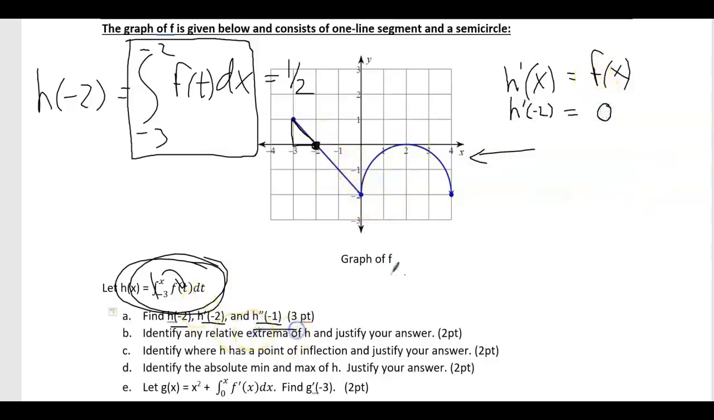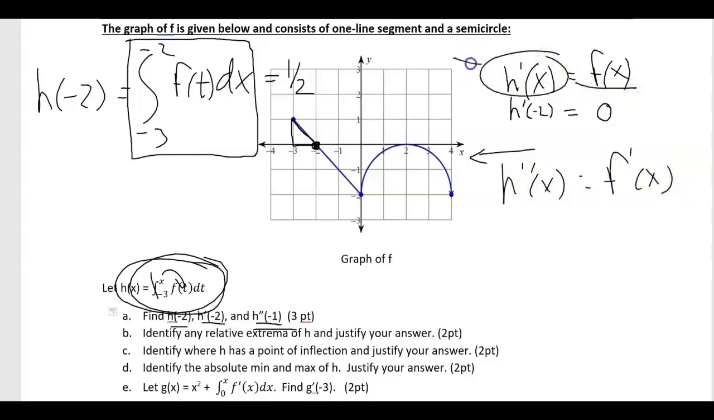Next, we're going to find the second derivative. The second derivative of h is going to be the first derivative of f. Taking the derivative on this side gives me the second derivative, and taking the derivative on this side gives me the first. So the second derivative of h is the first derivative of f, which means that h double prime is the slope of f.